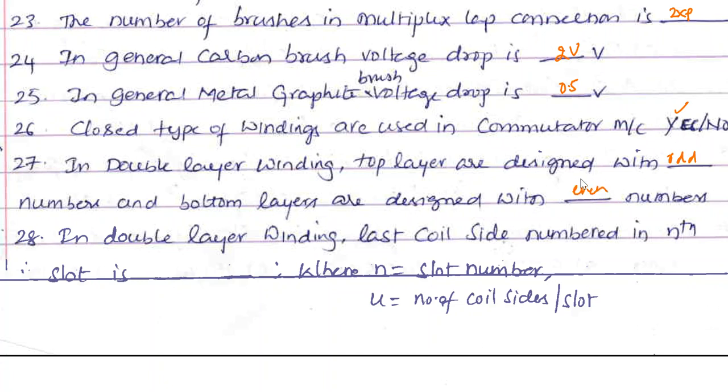Okay. Next one. In a double layer winding, the last coil side numbered in the nth slot is dash. Here n is the slot number, and U is nothing but the number of coil sides per slot. So the answer will be the slot number into the number of coil sides per slot. N into U will be the answer, the product of these two here.